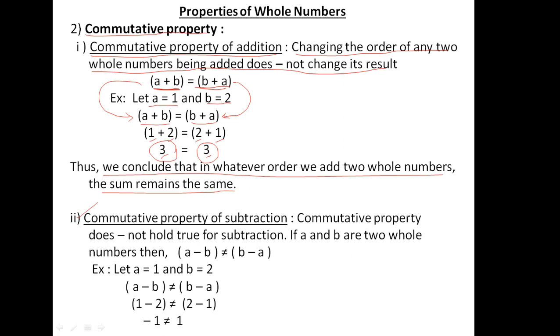Now the second one, commutative property of subtraction. This property says that commutative property does not hold true for subtraction. If a and b are two whole numbers, then a minus b is not equal to b minus a. How? We will see with the help of an example. Suppose a equals 1 and b equals 2. First of all, we solve the left hand side, that is a minus b. We put the value of a, that is 1, minus the value of b, that is 2. When we solve, it will be minus 1. Now we will move to the right hand side part, that is b minus a.